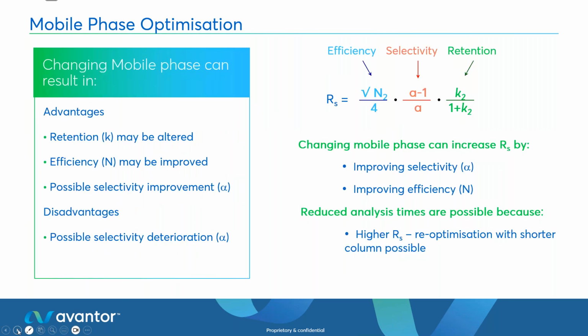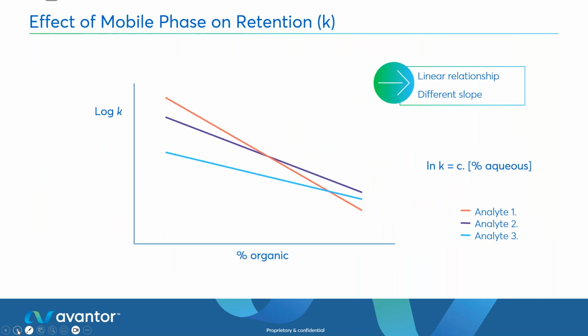The other thing to think about is the mobile phase composition and which organic modifiers you use and how much of them. They have direct impacts on not only selectivity, but also retention and efficiency as well. And if you're running an isocratic method, you will see a nice linear relationship between the percentage organic and the retention time. So for isocratic methods, retention has a nice clear relationship with the percentage organic.